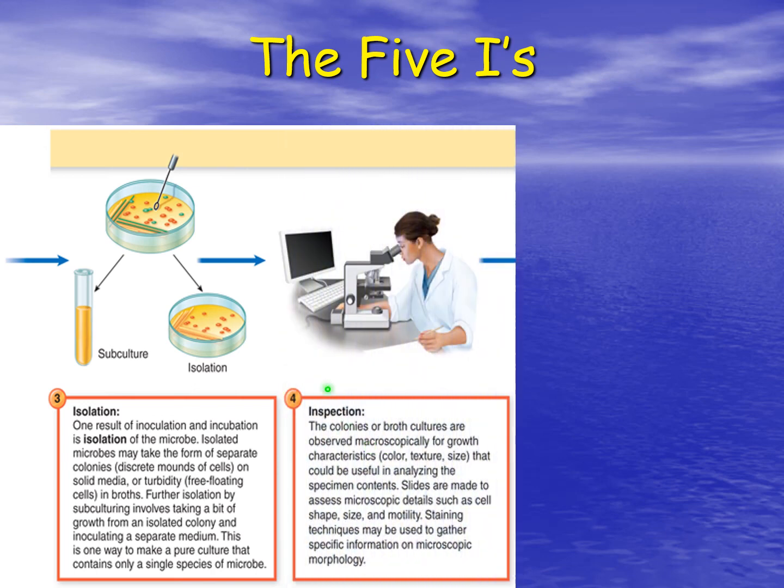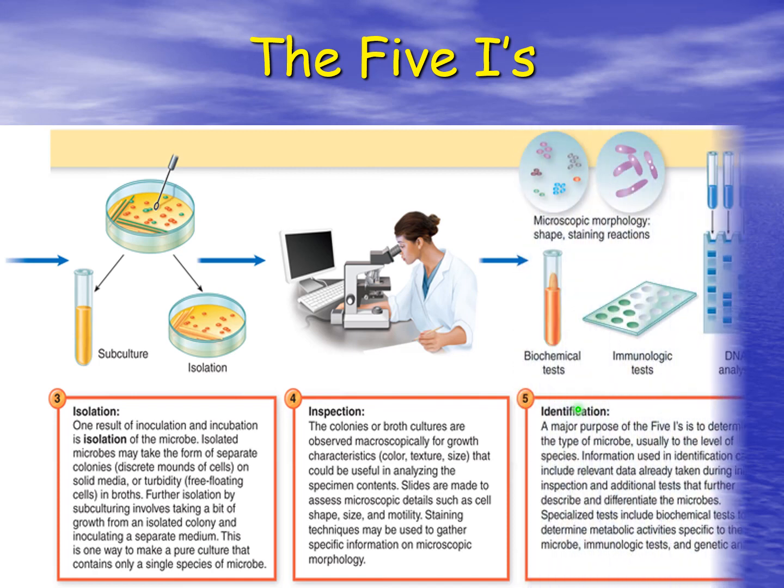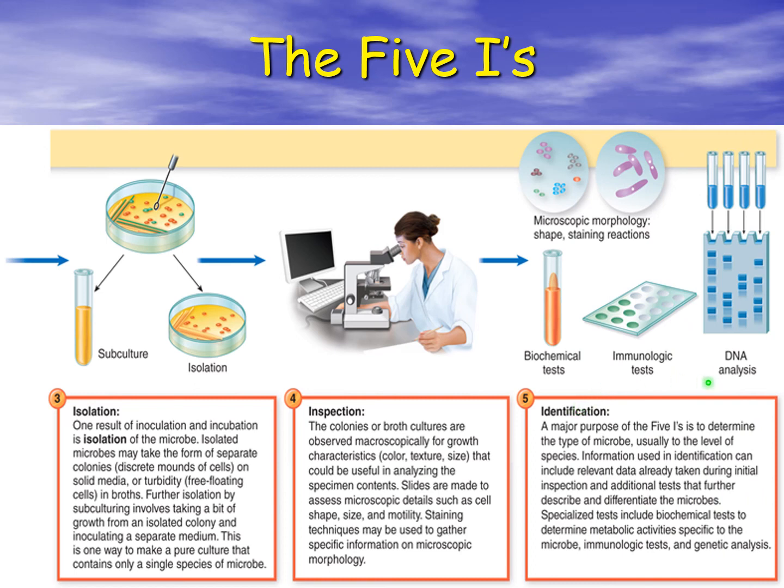We then can take a single colony from that petri dish and then inspect the organisms under the microscope, look for different things macroscopically, such as the color, texture, or size of the growth plate itself or the organism itself. We can then make slides to look at the morphology and characteristic shapes of the organisms themselves. This is one of the things that you will do when you do your unknowns. And then finally, we can go through a series of biochemical tests, immunological tests, or even DNA analysis in order to identify the organism.